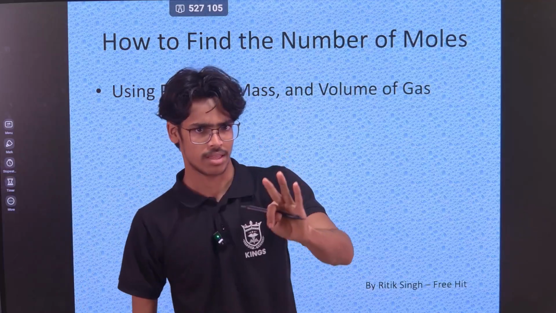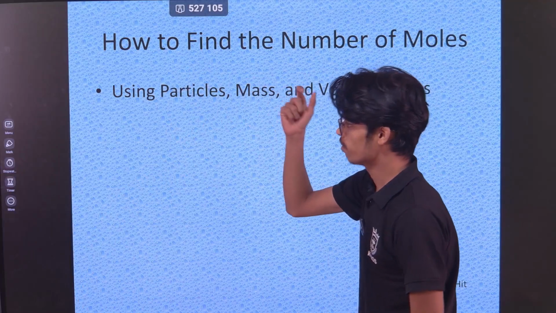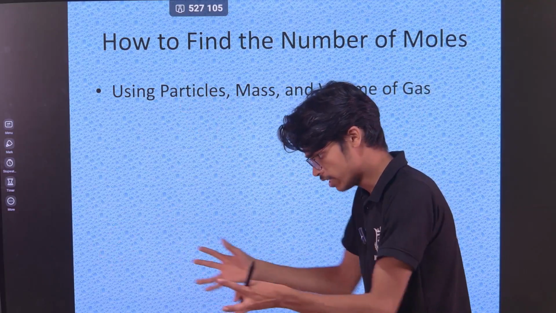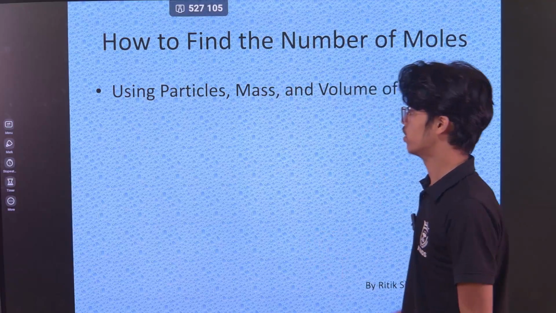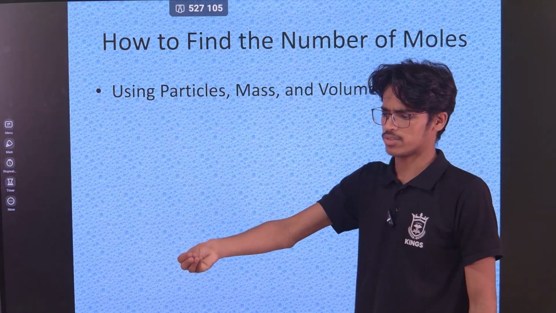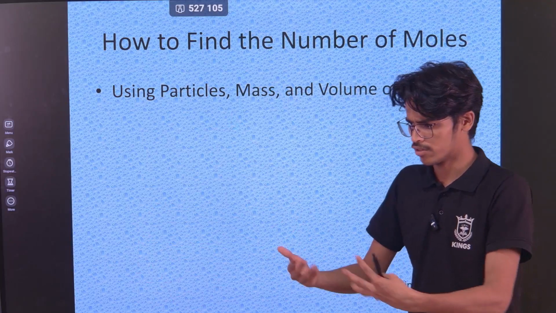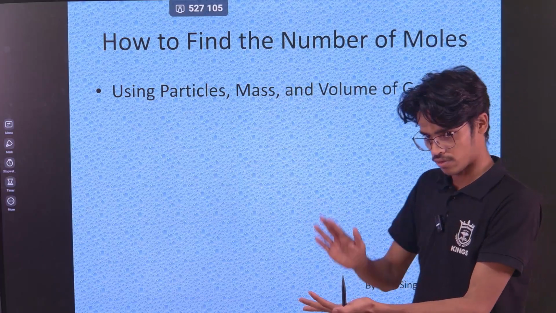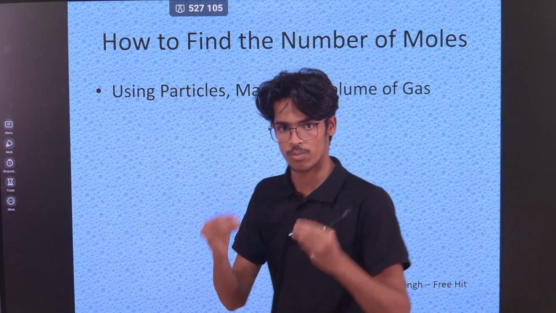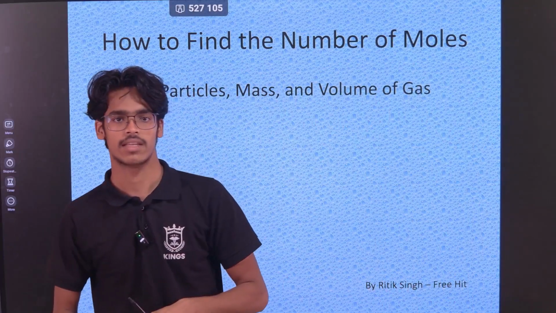In this session we are going to discuss a very important topic: how you can find the number of moles. There are three methods. First, you can find the number of moles from particles, like how many particles are there. Second, you can find the moles from the amount of mass, like 68 gram, 64 gram, 15 gram, whatever amount of mass is given. And third, you can find moles even from the volume of the gas.